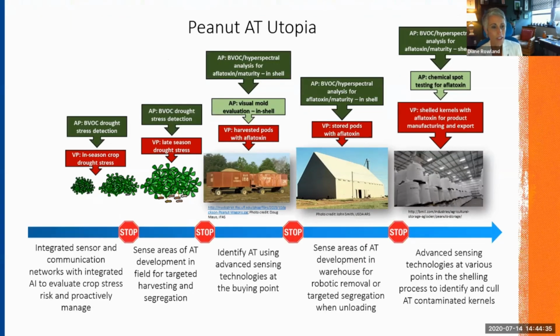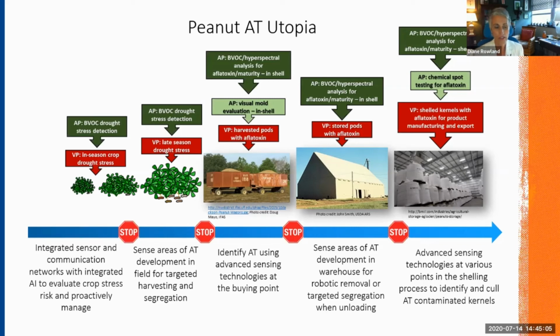So I'm going to finish by describing our utopian vision of what this might look like in the future, how we would integrate across the system for sensing aflatoxin, but also integrating the data across all these different points. So I'm going back to our diagram, and we have various stop points where hopefully we could mitigate the development or remove aflatoxin contamination from the chain.